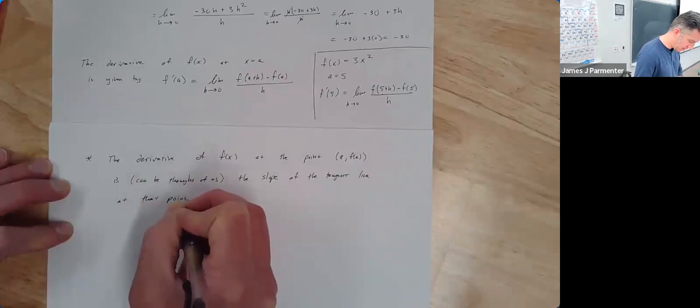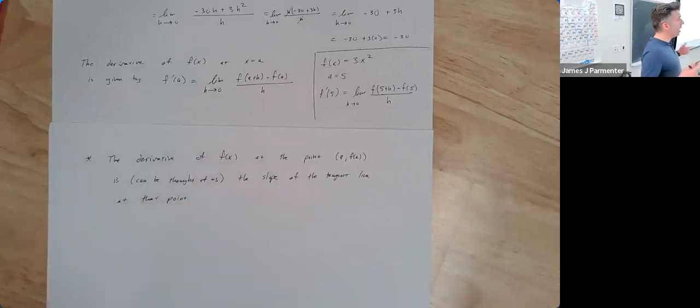The reason I say can be thought of as and not just is because there are other ways of thinking about what the derivative means. Very, very generally, and I want you to take this to heart, the derivative of a function is the rate of change of that function. It is how the output is changing as the input is increasing.